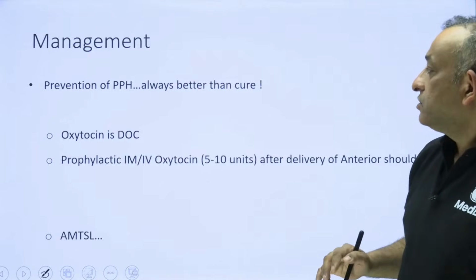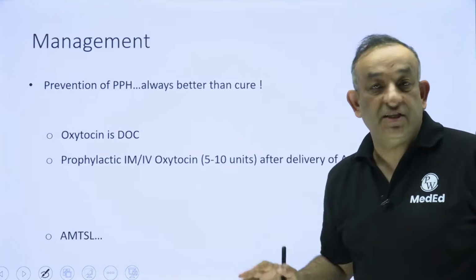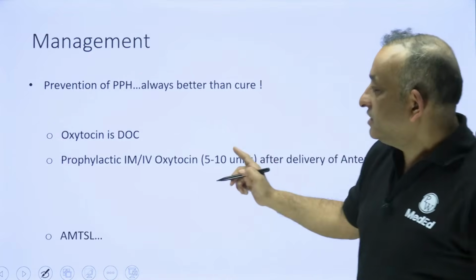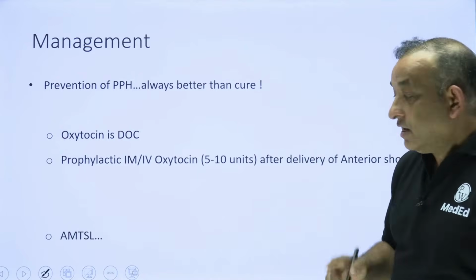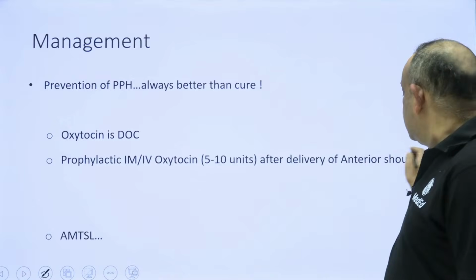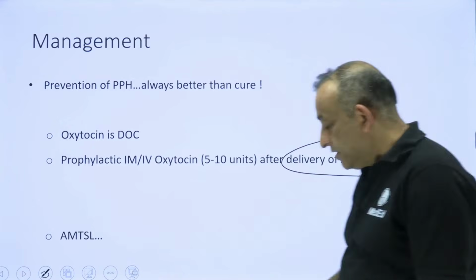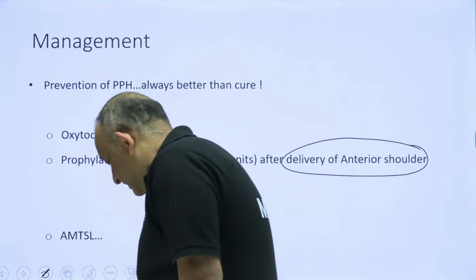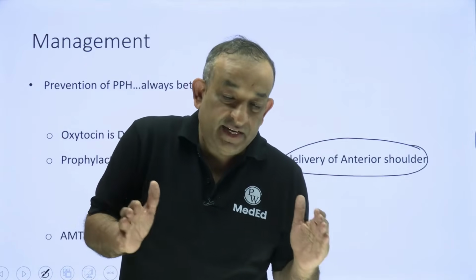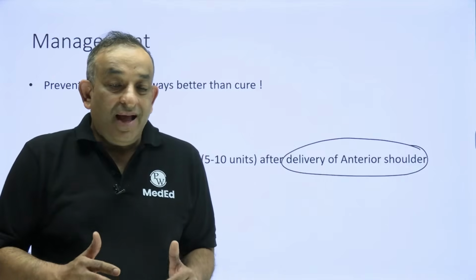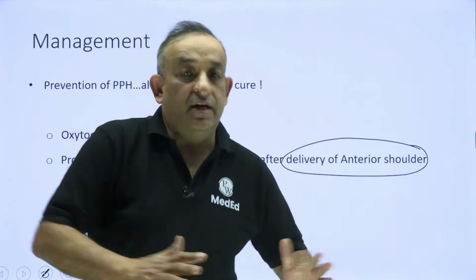So yes, management: prevention is always better than cure. Oxytocin is the drug of choice for prevention, and prophylactic oxytocin is given. When do you give it? At the delivery of the anterior shoulder of the baby. Now this is what we're going to discuss in detail. The moment the woman is in labor and the baby has not totally delivered.